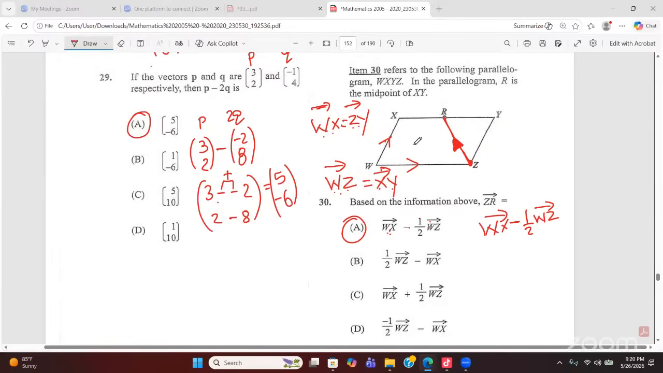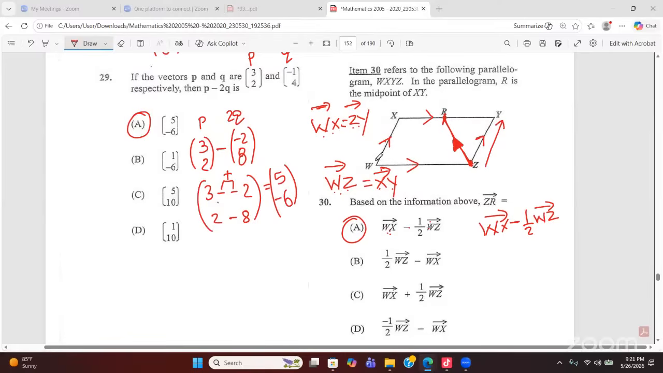It's a parallelogram, so let me show you again. These arrows are going in the same direction. Look at them. WZ is going in the same direction as XY because they are parallel to each other. Also, WX and ZY are going in the same direction. If you're moving from Z to R, and R is the midpoint, if you look at the arrow, I am going this way.